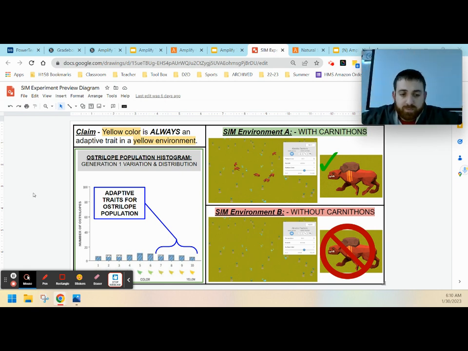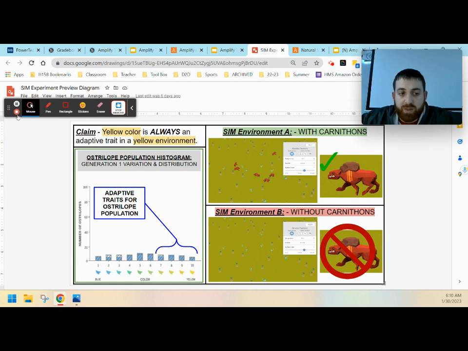First and foremost, on the next set of slides, you're going to be given a diagram that breaks down some important things. Number one, the claim that we're looking to either support or refute with our experiment. So either to find evidence for and support, or to find evidence against and refute. And that claim is: yellow color is always an adaptive trait in a yellow environment.